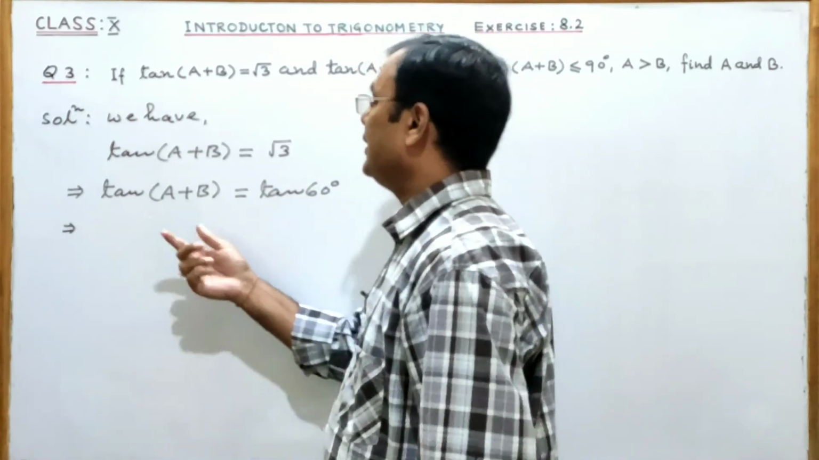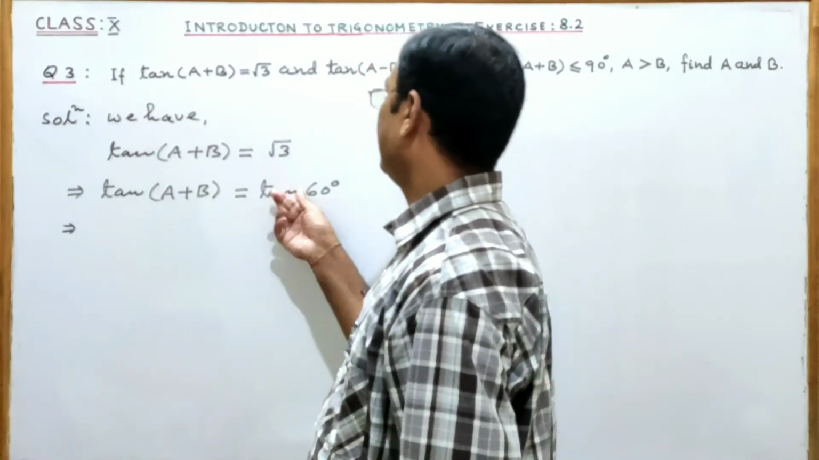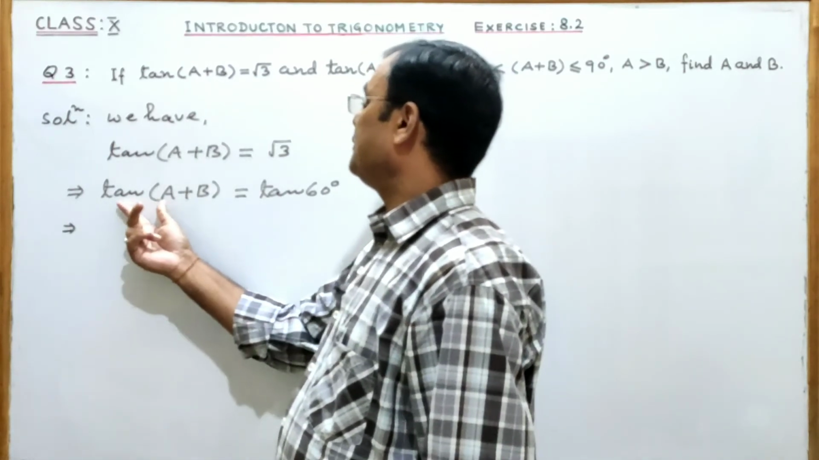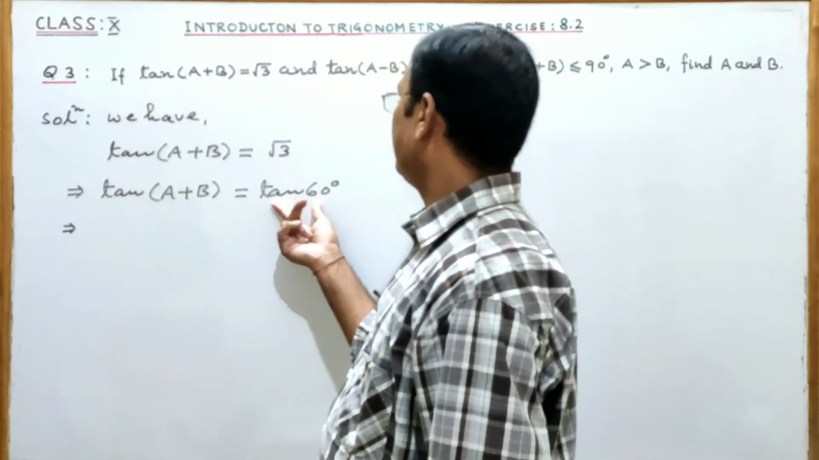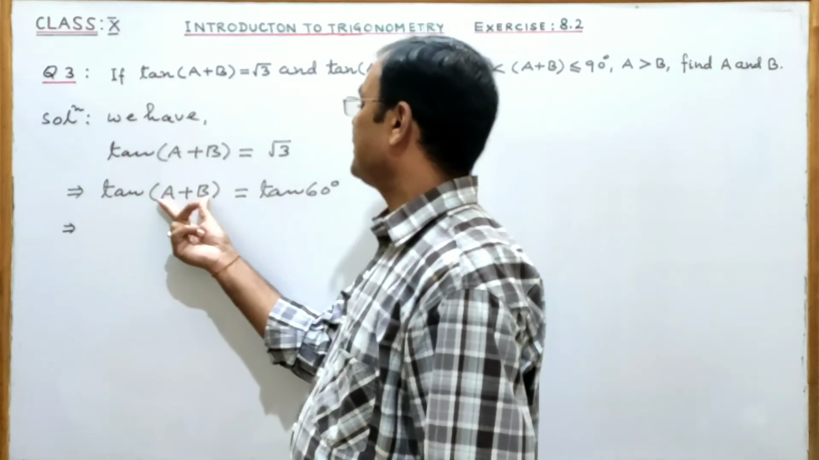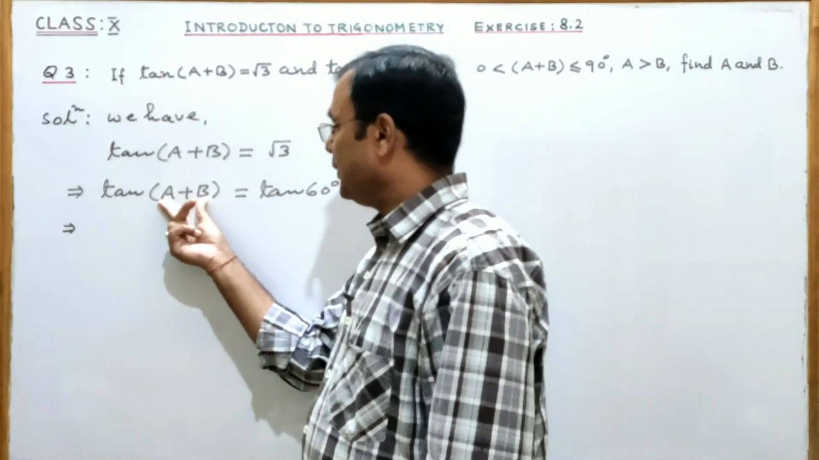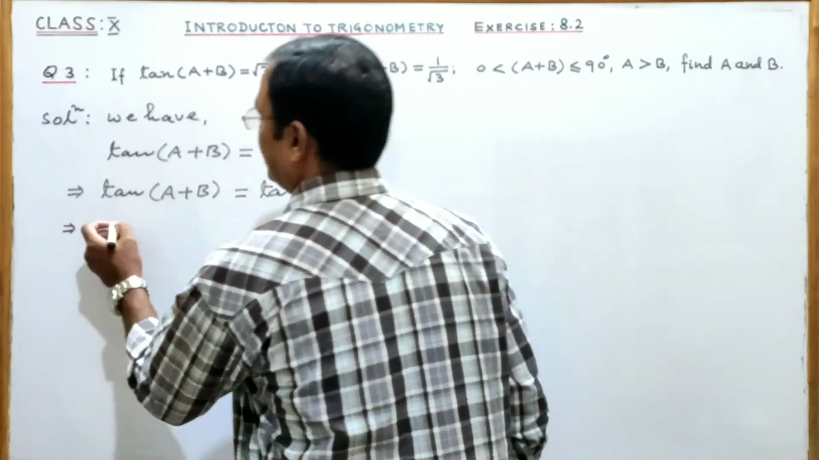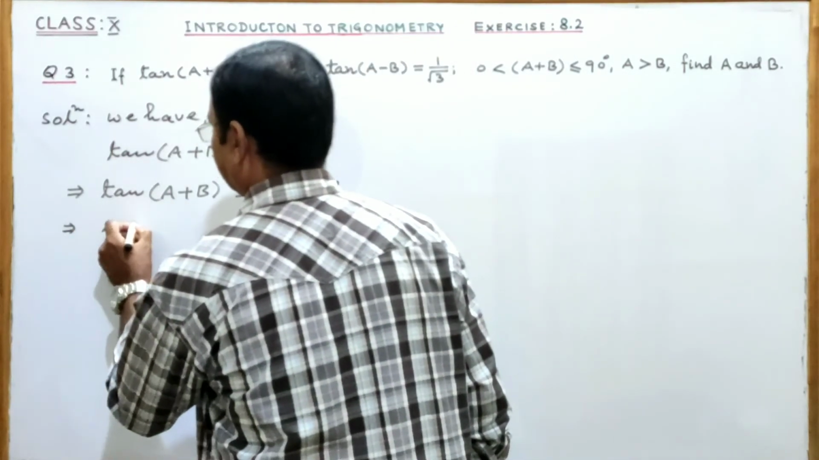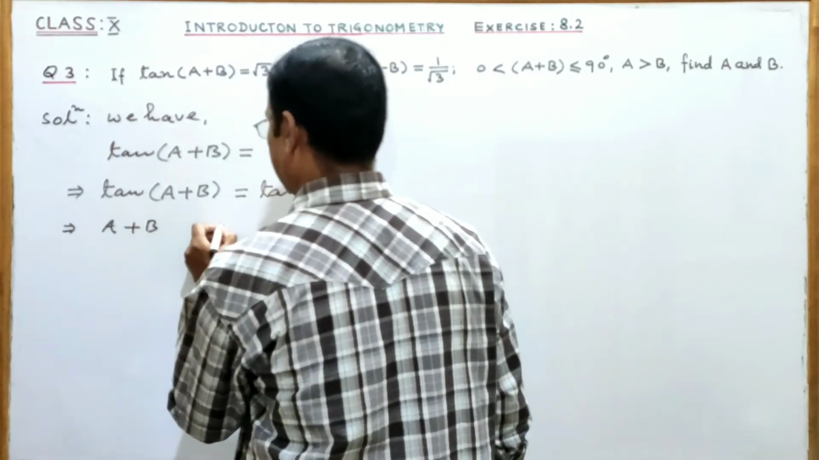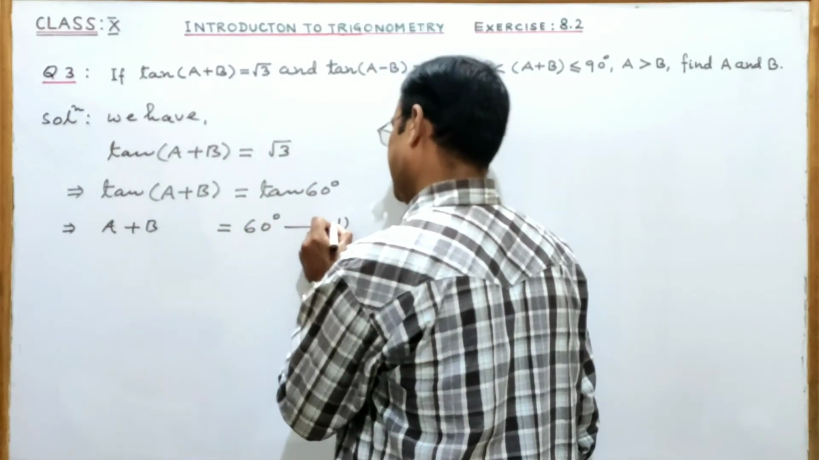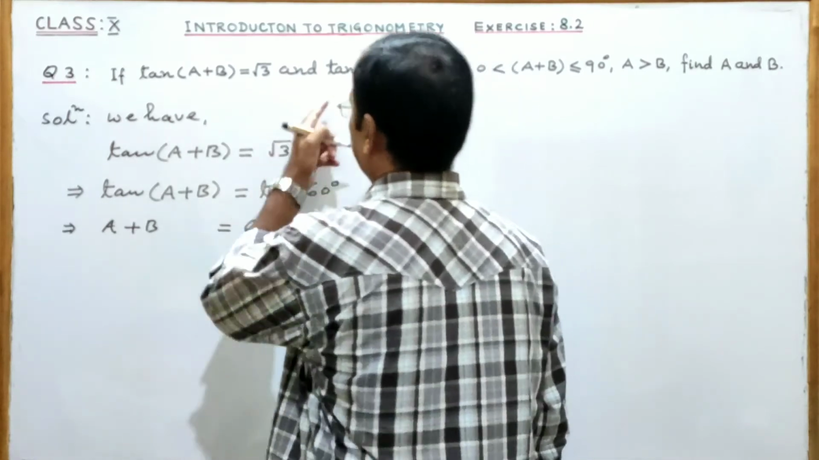You might think that this tan and this tan will get cancelled. No, this is wrong method. If tan (A plus B) is equal to tan 60 degrees, that means angle A plus B is equal to angle 60 degrees. So this implies A plus B is equal to 60 degrees, and let it be equation number 1.